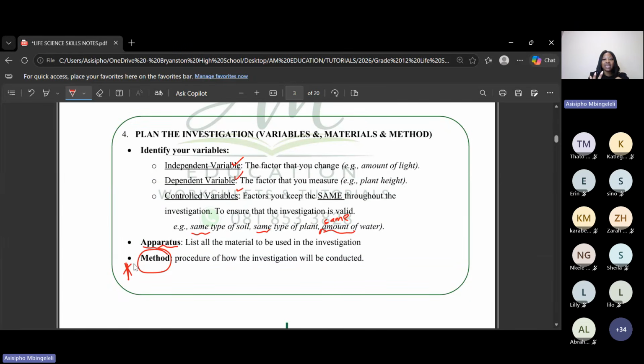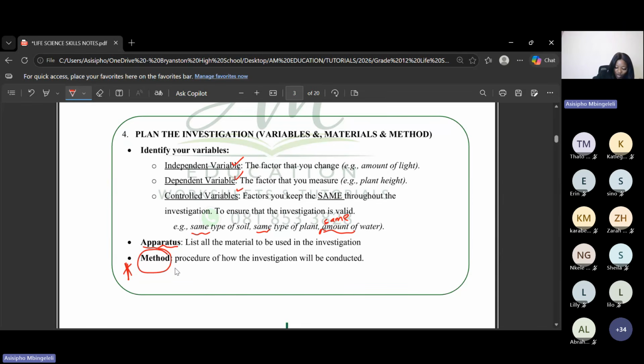We took plant A and placed it next to the window, and then we took the second plant and placed it under the cupboard or under the table or whatever. There's so many things that you're going to get in the method, so many things to help you answer.